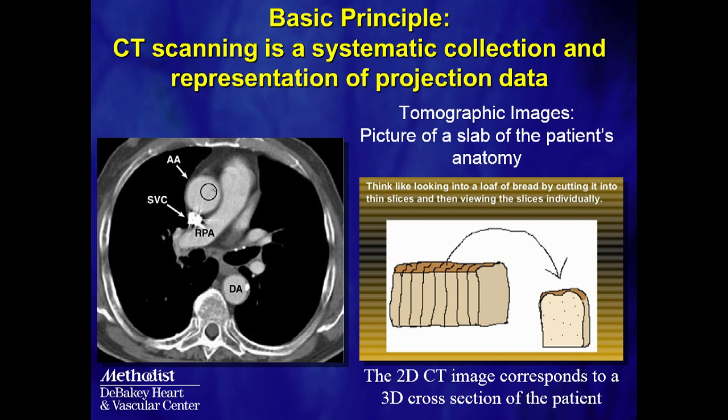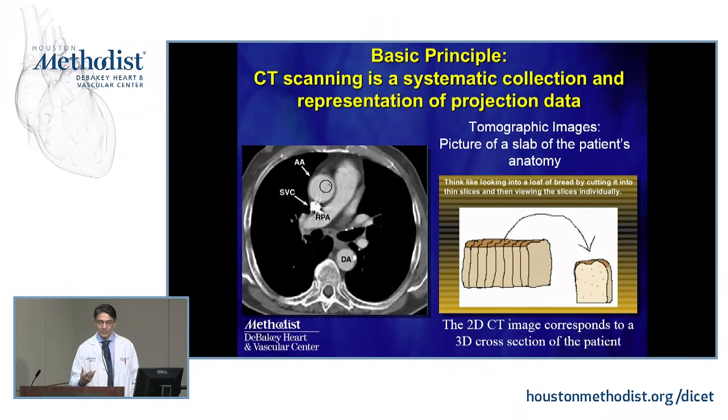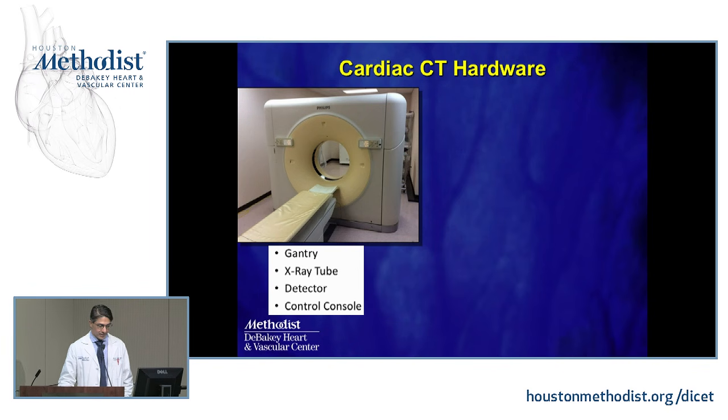Once you get all of these different projections from different angles, you're able to create a short axis slice of the patient's anatomy. What you are actually looking at on the CT screen is a 2D image, but it's a cross-section of some 3D anatomy. Think of a loaf of bread from which you've taken a slice. That's what CT images start looking like.